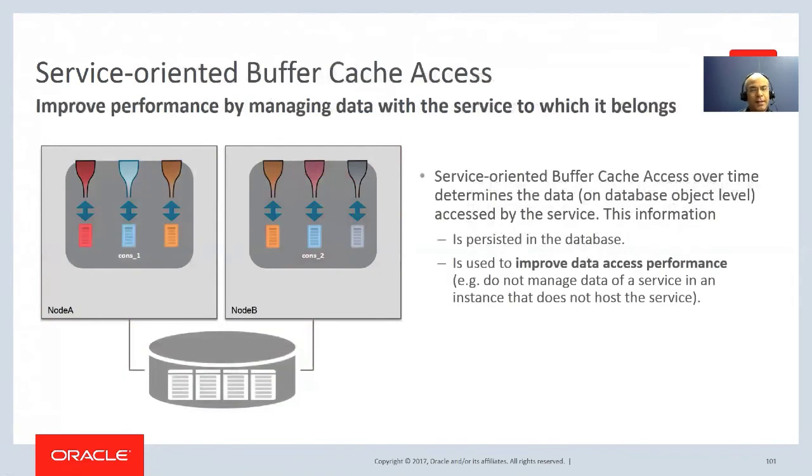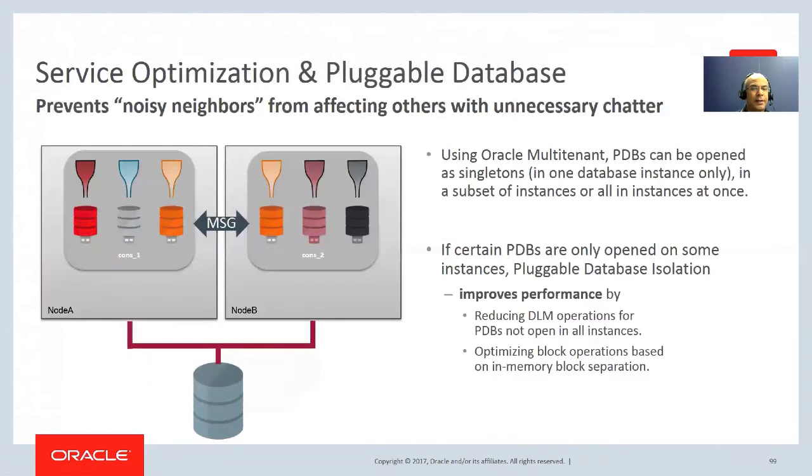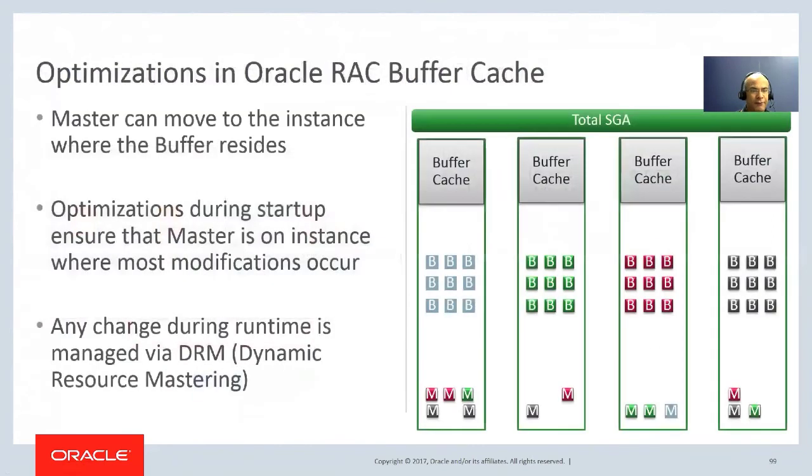The final thing is, I talked a bit about this, and I'm going to jump to the slide first so that you can understand what I'm saying. This is the slide that I want to show you about. This is the fact that optimizations during startup ensure that the master is on the instance where most modifications occur. So how does that work?